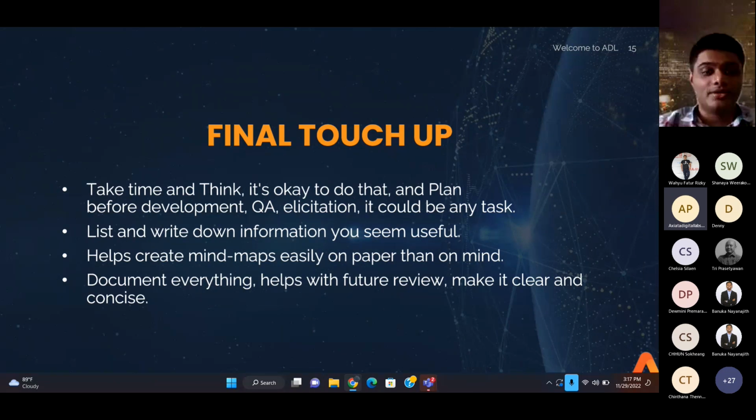It will enlighten you, and documenting everything will help you in future review and make it clear and concise. So therefore, the ideal thing is taking time and thinking. It could be a high amount of time, but that is highly reasonable if you are doing it right. Because rather than doing it in 8 hours, if you think for 2 hours, or even if you think for 4 hours, you might find a way to do it in 1 hour. And you would be finding an effective way to do future tasks also in 1 hour.